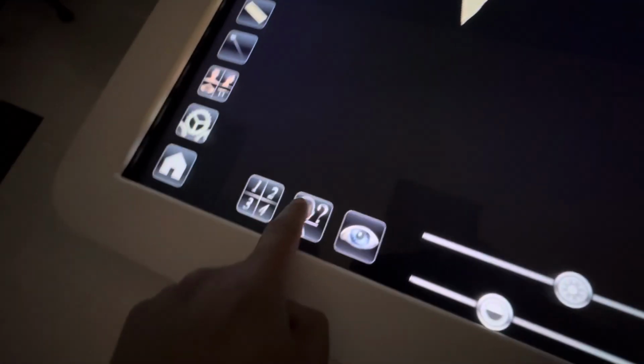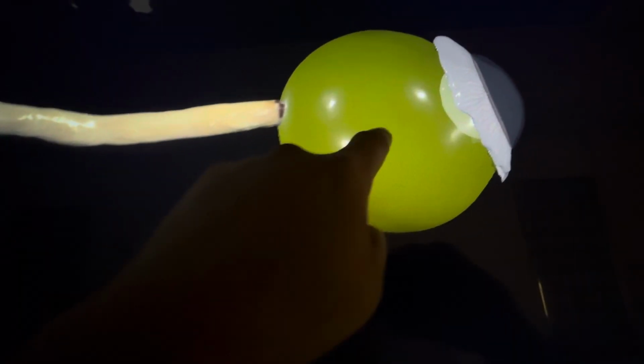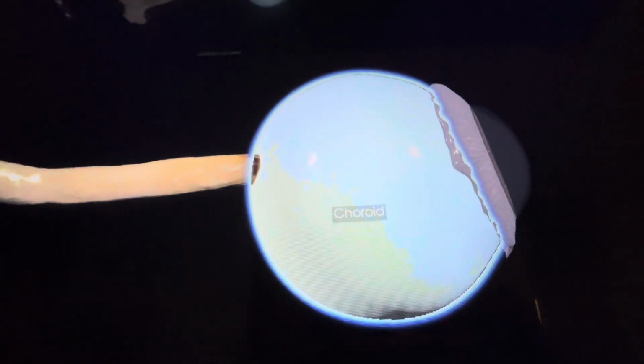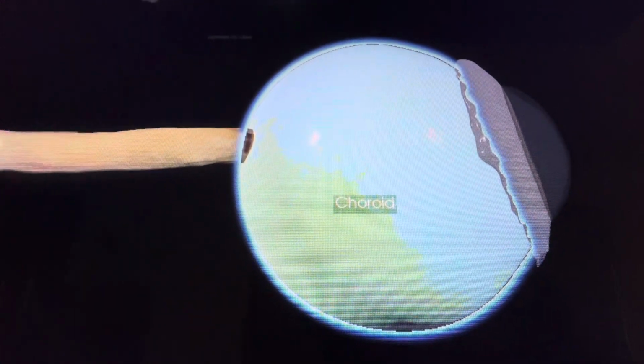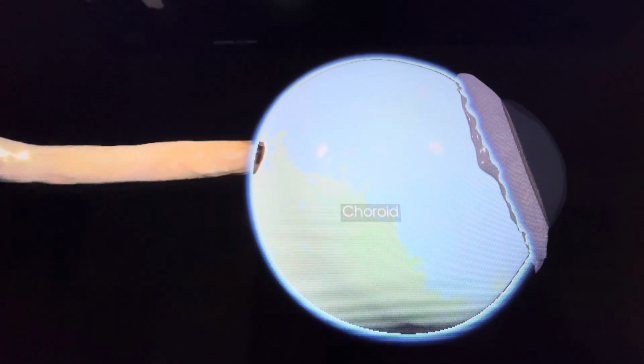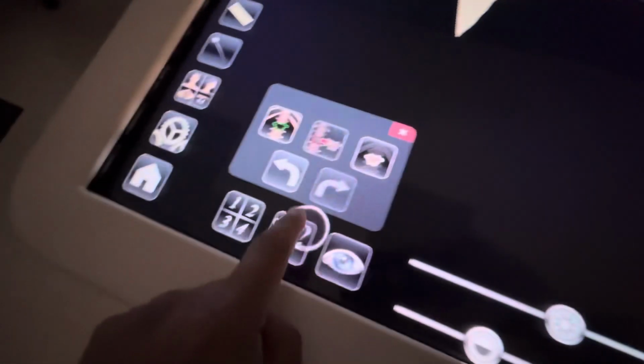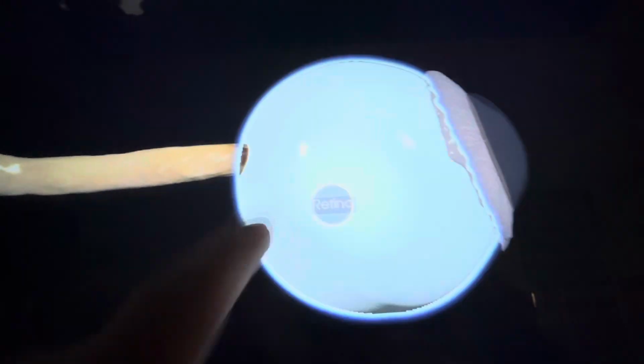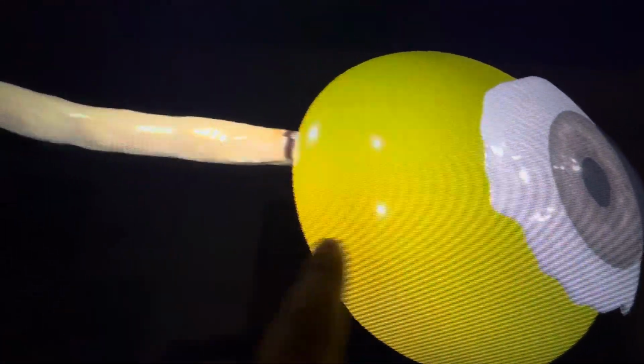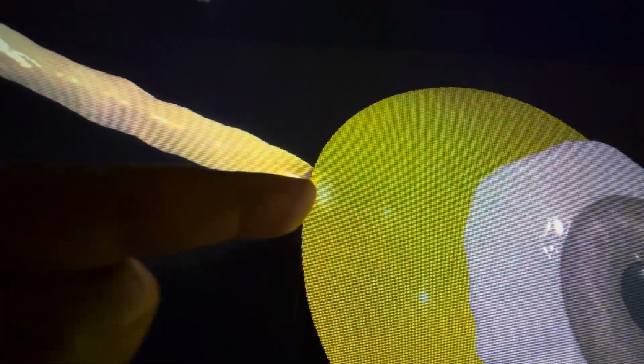Now, again, I hit this button to remove the next layer, and the next layer is the choroid. So the outermost layer is the sclera, and the middle layer is called the choroid. The choroid has all the vasculature that will feed the eye, and that's what's important about the choroid. I remove the choroid, and I will now have the retina. The retina is the inner neurologic layer, and that's where it has all the rods and cones, except for this location right here, and that is your optic disc.